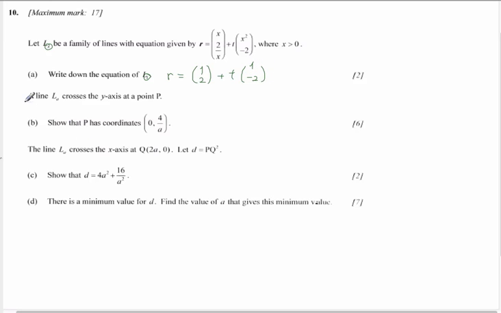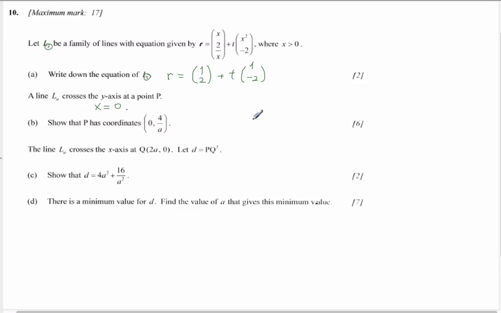Okay, a line L sub a crosses the y-axis at point P. Okay, so crossing the y-axis, that means x is 0 at that point, right? X is 0 at that point. Show that P has coordinates (0, 4 over a). So how would I do that?